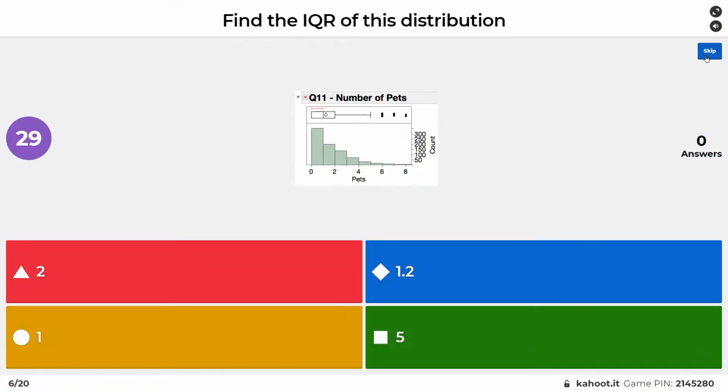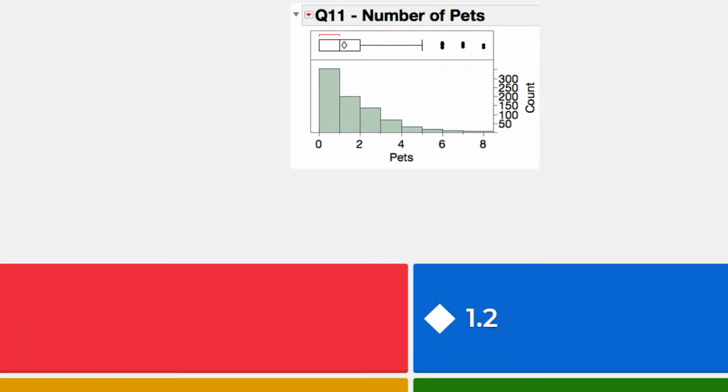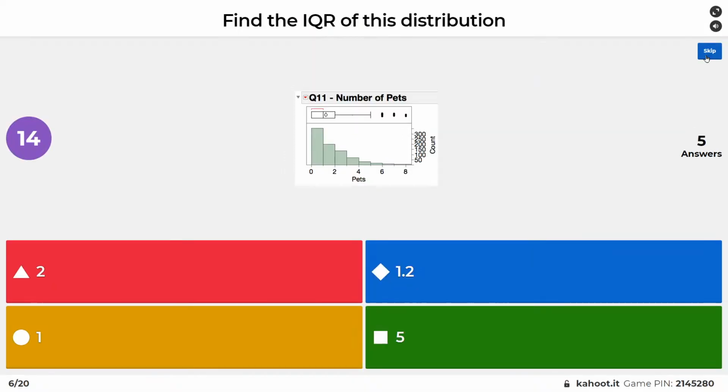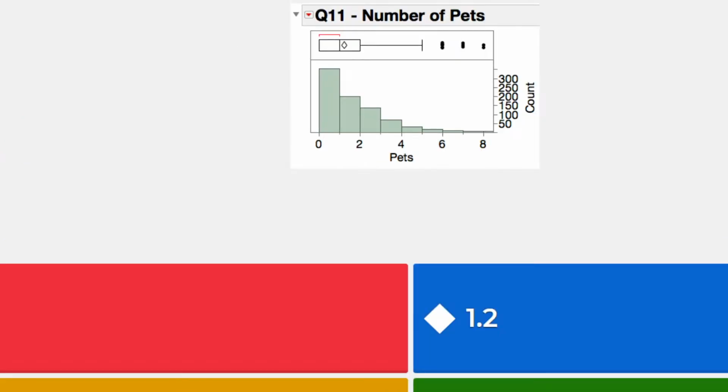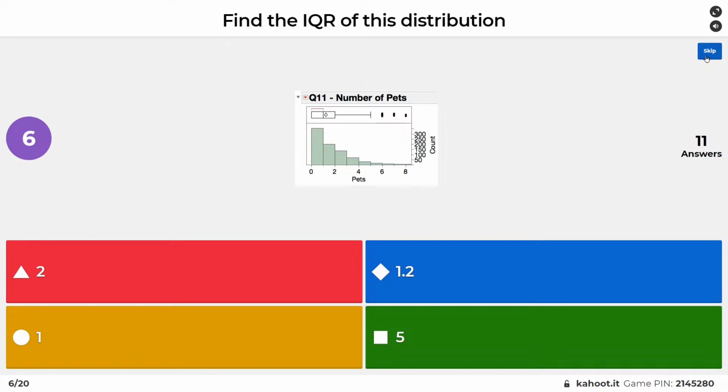Find the IQR of the distribution. Oh, that's a small picture. Can I do the zoom? Oh, I can see it. Let me zoom in on this. I think they changed how that looked. Find the IQR of that distribution. I think they changed how pictures work. You can see it if you look carefully. I swear they changed how pictures work. I'm a little bit worried right now.